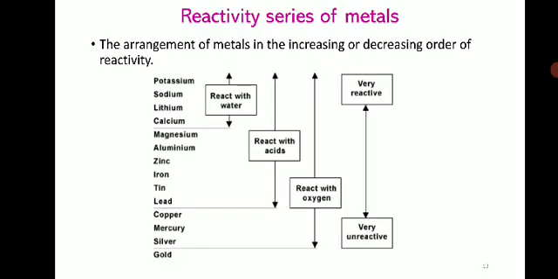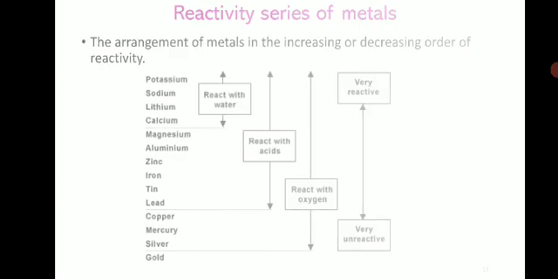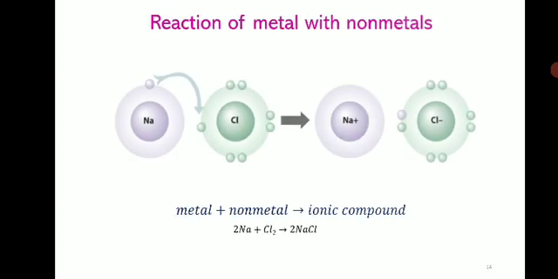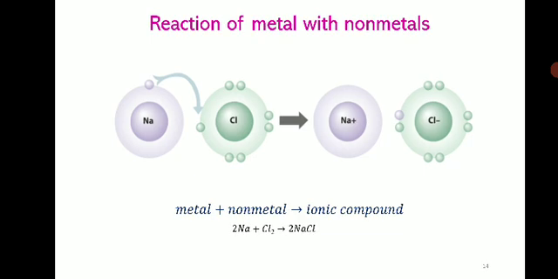Here, this picture shows the reactivity series of metals, the arrangement of metals in increasing or decreasing order of reactivity. Reaction of metals with non-metals. When metal and non-metal combine, they give ionic compounds. For example, 2Na plus Cl2 is equal to 2NaCl.